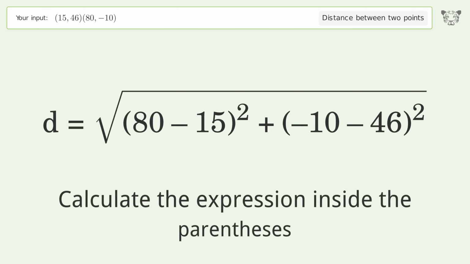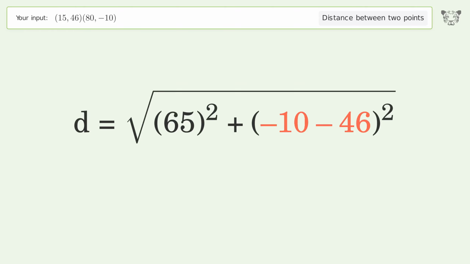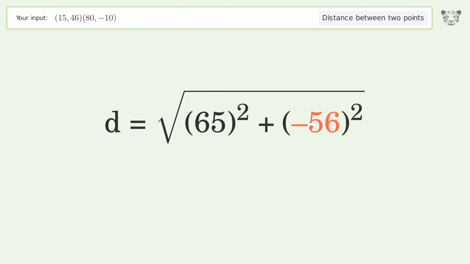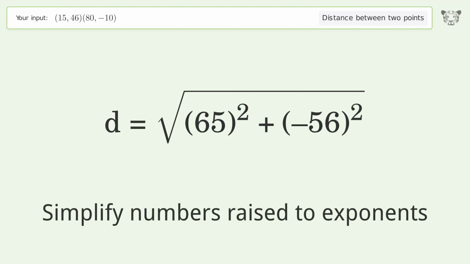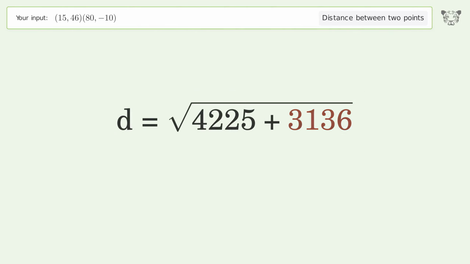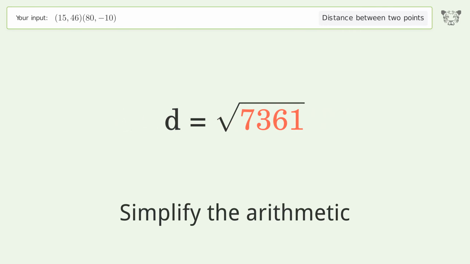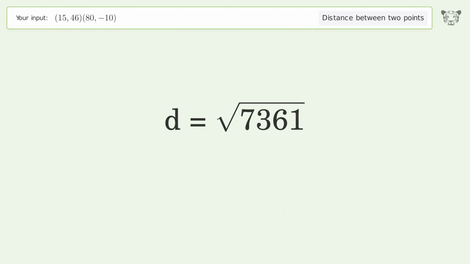Calculate the expression inside the parentheses. Simplify numbers raised to exponents. Simplify the arithmetic. And so the distance between the 2 points is the square root of 7,361, or 85.796.